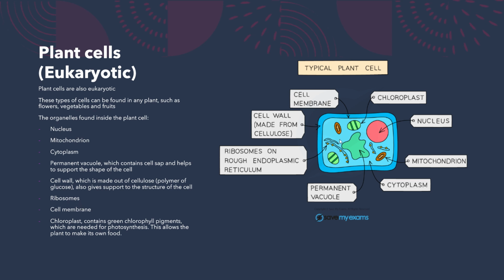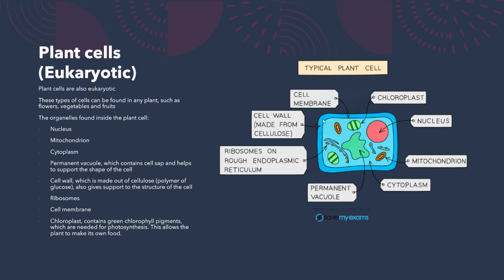Then the three that you need to know that are only found in plant cells and not in animal cells, just added on extra. The first one is the permanent vacuole. It's this green blob found in the middle of the plant cell. It contains cell sap and helps to support the shape of the cell. Cell sap is just a nutrient-rich substance that helps the plant to survive.